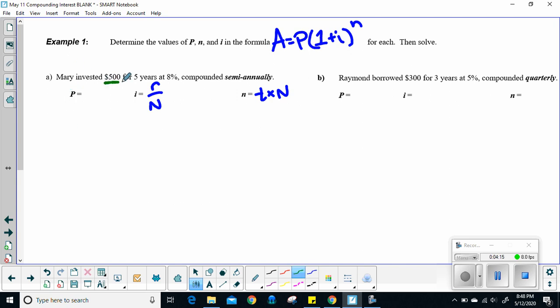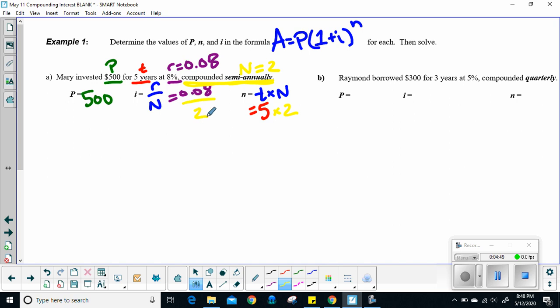Okay, so let's see, what do we got? Mary is going to invest $500, so there's my starting amount. Time is 5 years, so there's my time. At 8%, so there's my interest rate as a decimal. So we've got to divide that by 100: 0.08. And these big magical words here, compounded semi-annually. So semi-annually means it's happening 2 times a year. So that shows up in our formulas twice. Okay, so that means P is our 500, don't have to do anything with that.